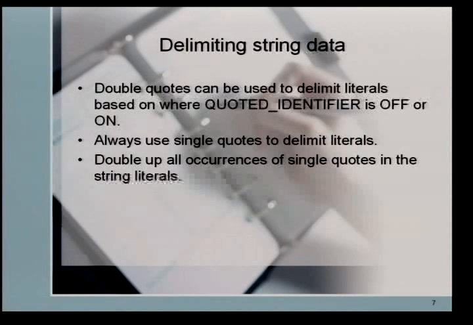Delimiting string data. These are like constant strings. Again, even here, you can either use double quotes or you can use single quotes. Just like before, double quotes depend on this connection-based setting. So if the setting is off, then in this case, actually, you can use them as the delimiters. If it is on, then you cannot use it. But you can always use single quotes as the delimiters for string data. And any occurrences of single quotes within the string data, you just need to double them up.